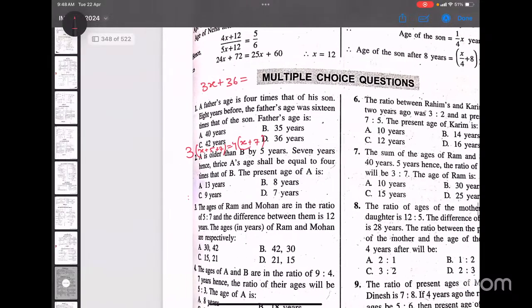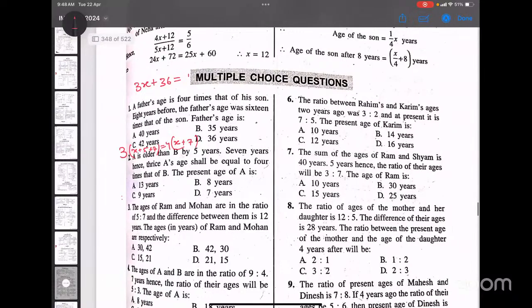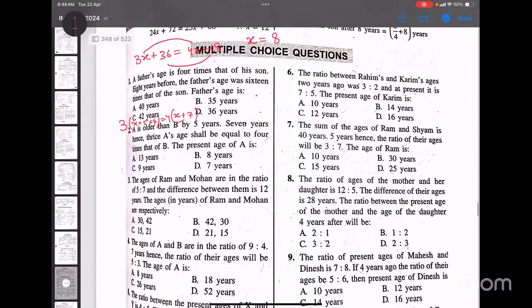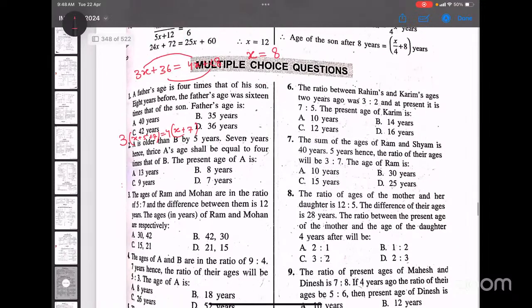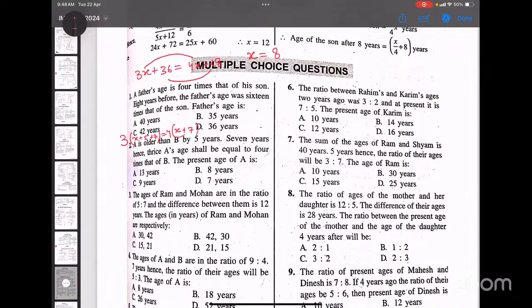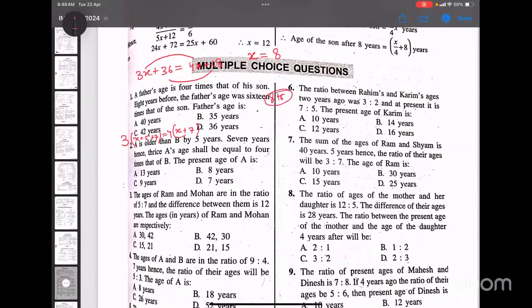Then we have 4x plus 28. Take this on that side, this on that side. 4x minus 3x will be x. 36 minus 28 will be how much? 36 minus 28, I think this will be 8. And if x is 8, what will be the age of A? Age of A will be 8 plus 5, that is 13 years. Understood?